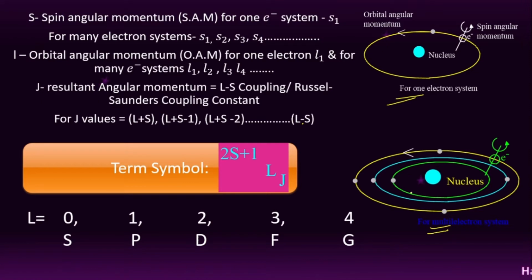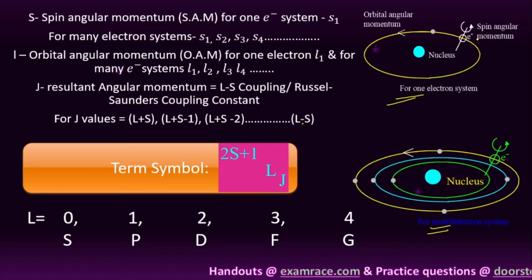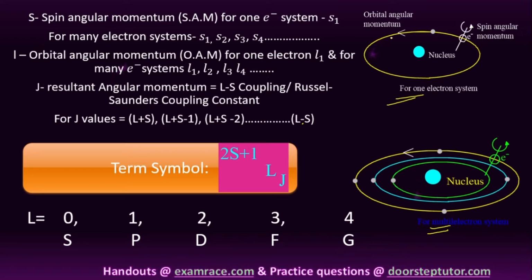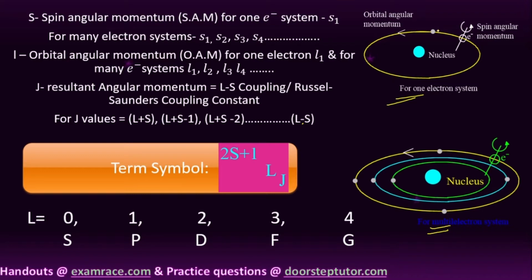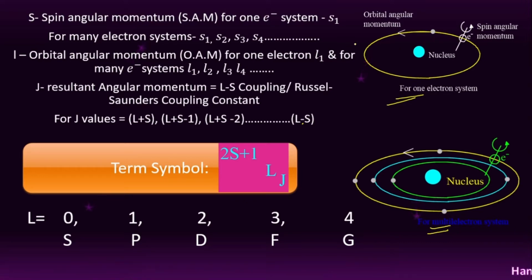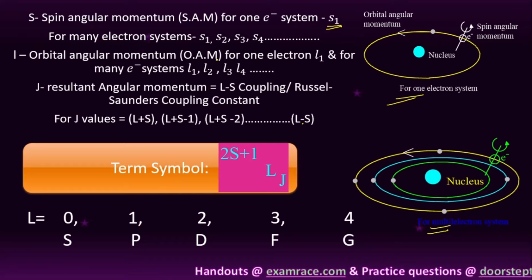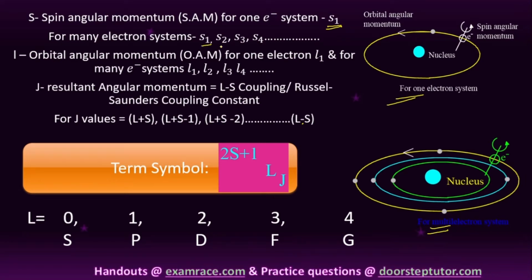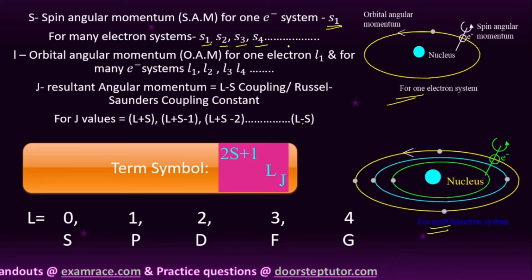Here we have different orbits, so the electrons are revolving around the nucleus, right? So here, because of the spin angular momentum and orbital angular momentum, generally the atom behaves like a small magnet, right? So how do we calculate the spin angular momentum for a single electron system? For one electron system, we can denote it as S1, students. For multiple electron systems, we can denote them as S1, S2, S3, S4, and so on.